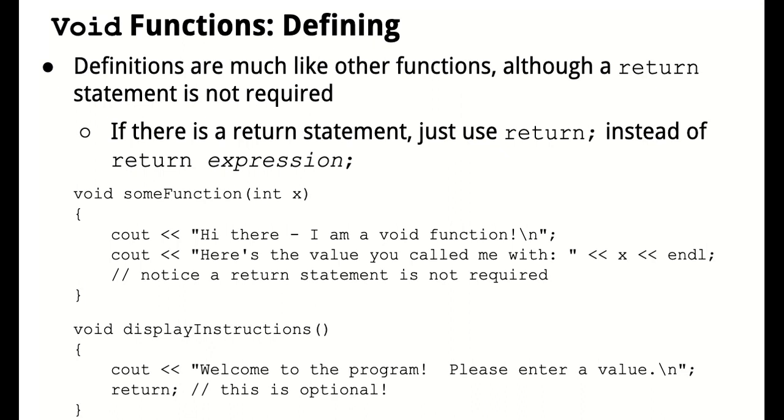What happens is it'll execute this function line by line, and when it gets to that second cout statement, the function execution will be done with, and it'll go back to wherever called that function. displayInstructions has the return statement, but as the comment says, that's totally optional. When you get to that last line of that function, regardless, the void function execution will be done with.